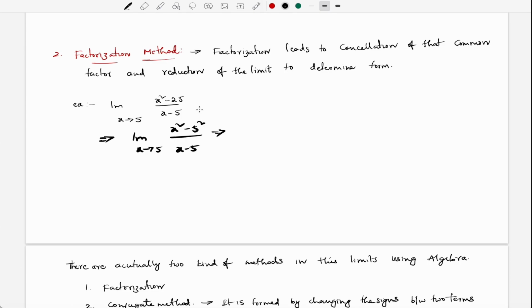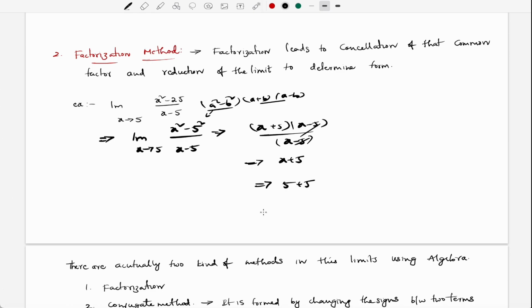If you remember the equation a square minus b square, just review it, it will be a plus b times a minus b, right? So I just want to plug in these values: x plus 5 times x minus 5 by x minus 5. So what will be the value? It will become x plus 5. If x approaches 5, then the value becomes 5 plus 5, which is equal to 10. This is our final output, right? We're just cancelling out the common factor.